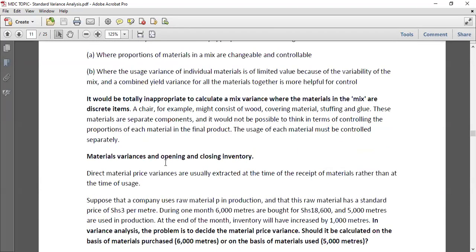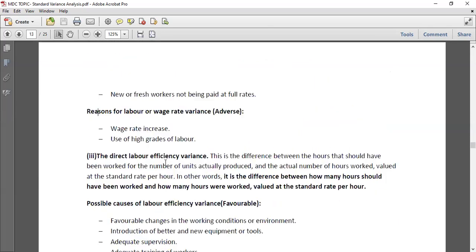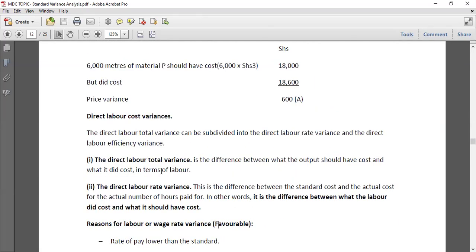I think there was somewhere where we had gotten to labor here. They are giving us the labor rate variance, and they're telling us that this is the difference between the standard cost, which is usually provided by our costing statement, and the actual cost of the number of hours paid for. In the same way, we are now going to look at our actual budget, or we could call it the original budget.